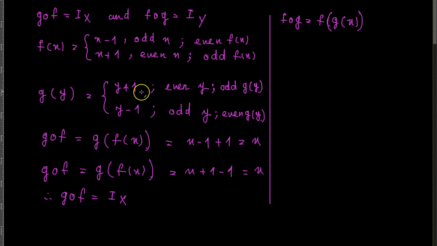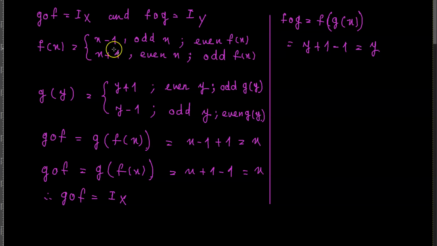And for the function g of y, I'm supposed to use this clause of g of y because this gives me an odd output, or odd g of y basically. So what that means is that I put y plus 1 instead of x. So this is going to be y plus 1, and then I have a negative 1 over here, and that gives me a y.